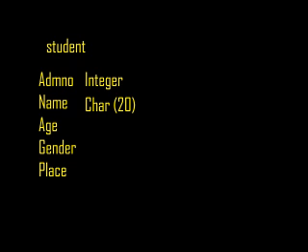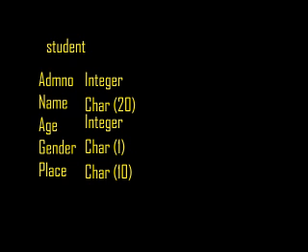Next field is age. Age is always in numbers, so which data type is specified for age? Integer. Then the next field is gender. Gender we know is male or female only. M for male and F for female, so only one character is required. So you have to specify the char data type of one character length. Then the next field is place. Place is always in alphabets, so we use the char data type of 10 character length.